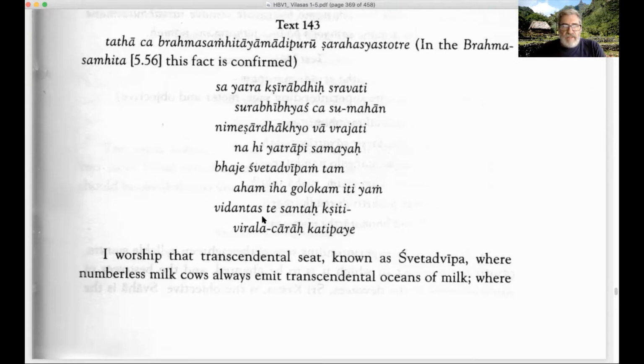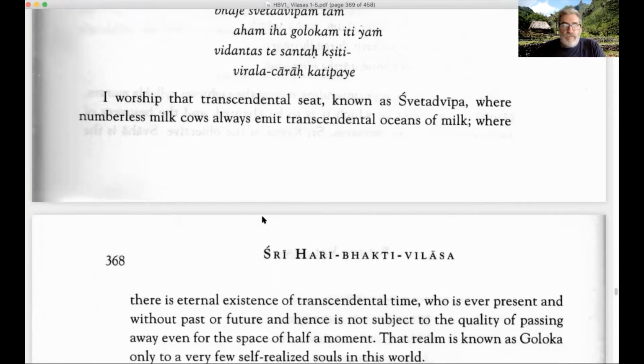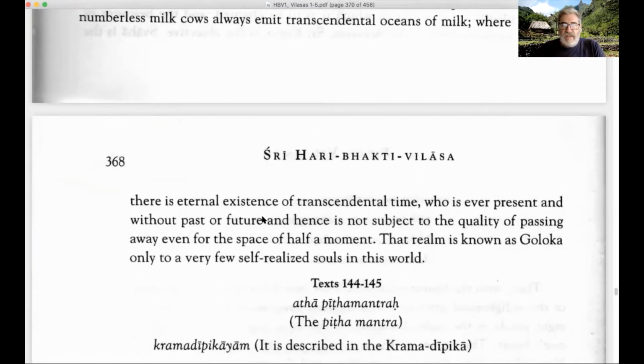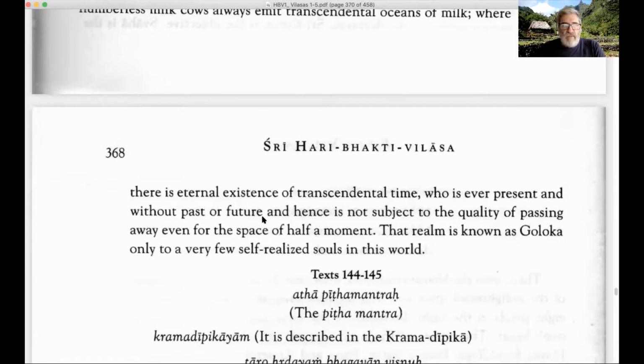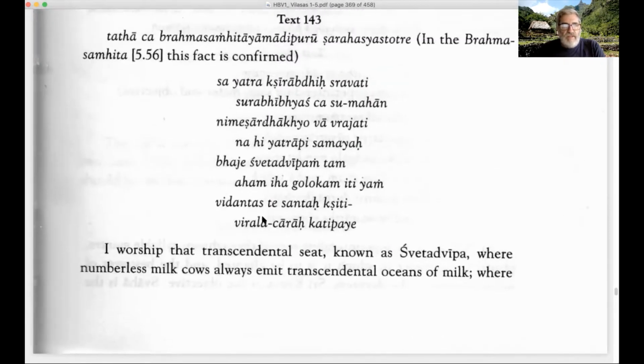Okay, so Goloka Vrindavan. It says, I worship that transcendental seat known as Sweatadweep, where numberless milk cows always emit transcendental oceans of milk, where there is eternal existence of transcendental time, which is ever present, without past or future, and hence is not subject to the quality of passing away, even for the space of half a moment. That realm is known as Goloka only to a very few self-realized souls in this world. Like that. So probably many of you know this verse.